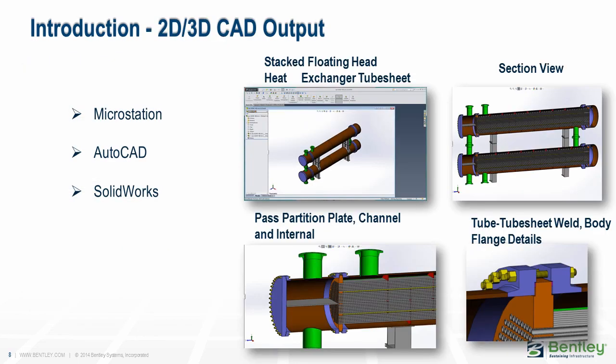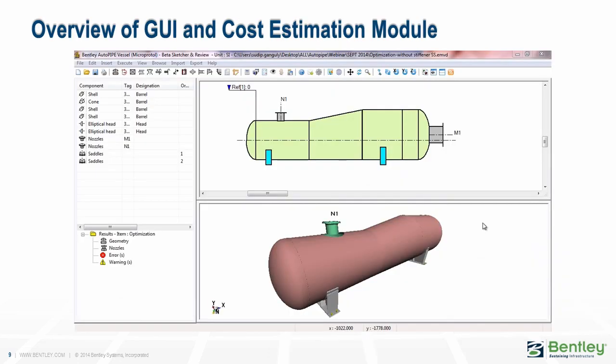AutoPIPE Vessel has a powerful CAD export feature, generating 2D drawings and 3D models for MicroStation, AutoCAD, and SolidWorks. Shown here are some examples of 3D SolidWorks models created automatically from a designed exchanger using the interface feature. Let's watch a quick demo of the AutoPIPE Vessel GUI and the cost estimation module.